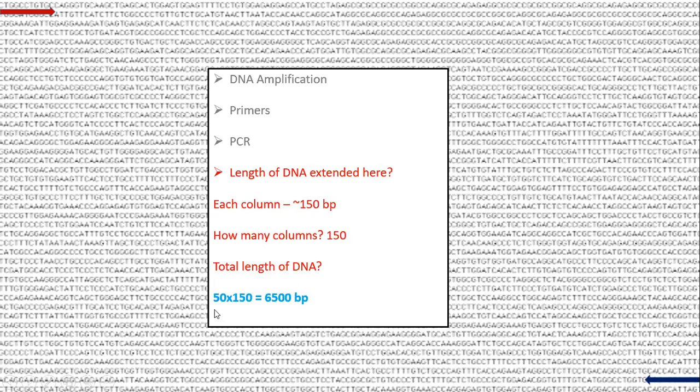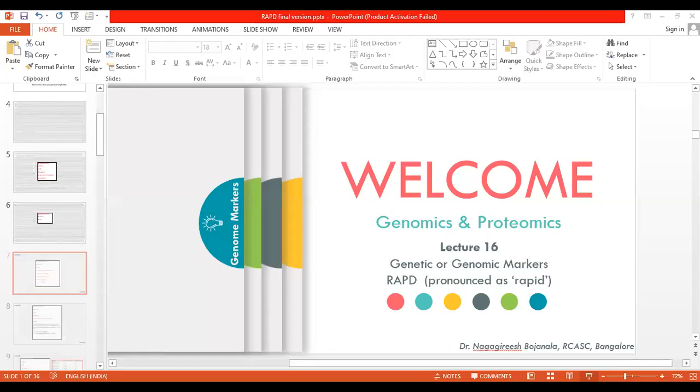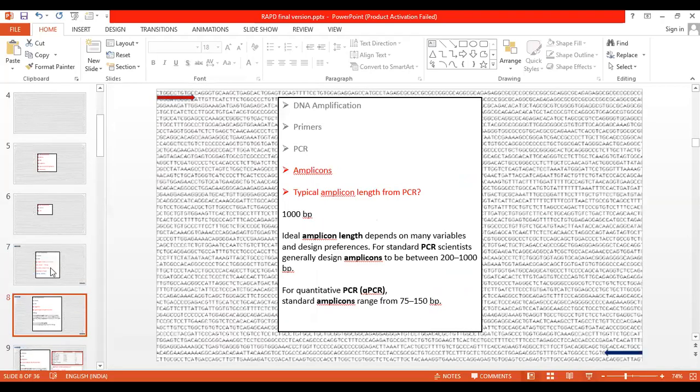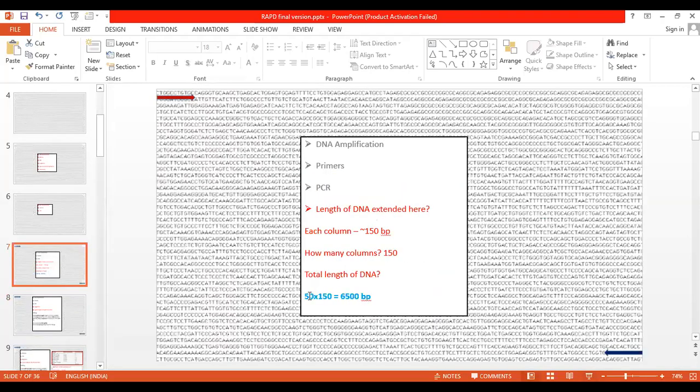Sorry, we can change that here. It may be more than 6,500 base pairs, for example. So we are saying 150 into 50. Okay, sorry. So how many columns are here? It may be 50 columns here, not 150 columns. It's okay, we are right.